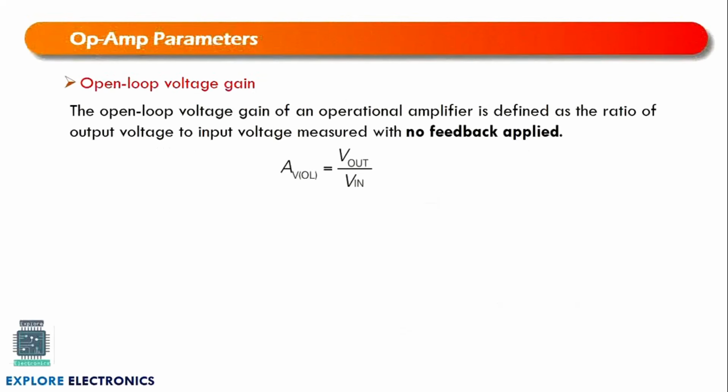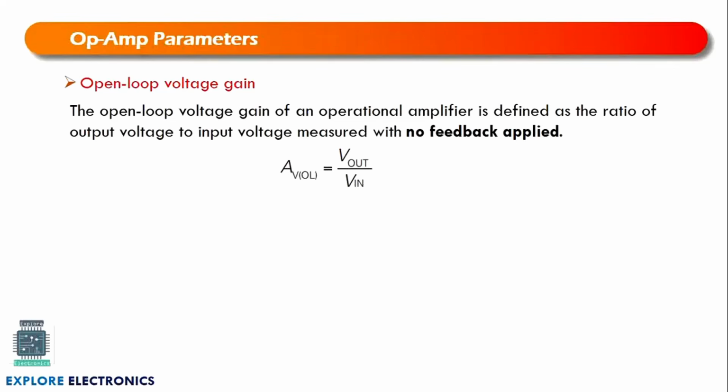Now let us see the different parameters of op amp. Since this is an amplifier, we need to concentrate on the gain of the amplifier. So the first one is op amp open loop voltage gain. The open loop voltage gain of an op amp is defined as, you know, the ratio of output voltage to the input voltage. Since it is an open loop gain, we should not have any feedback.